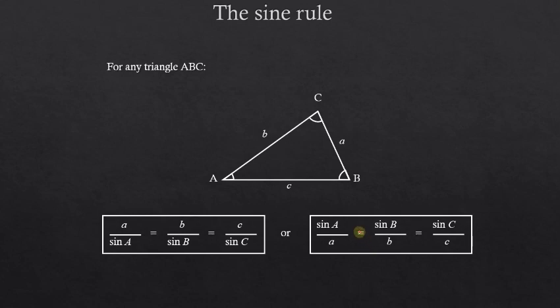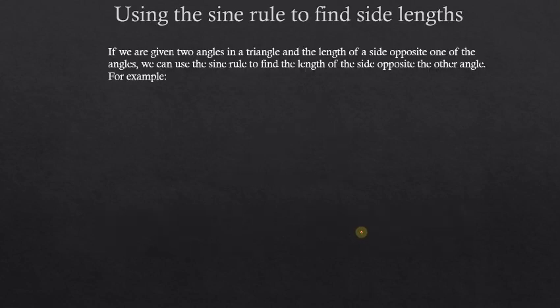So now let's see how we can use the sine rule. You can use the sine rule in two scenarios. We can use it if we are given two angles in a triangle and the length of the side opposite one of the angles. So we'll see an example of this.